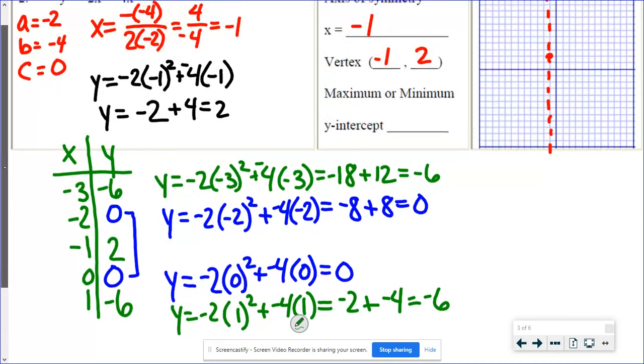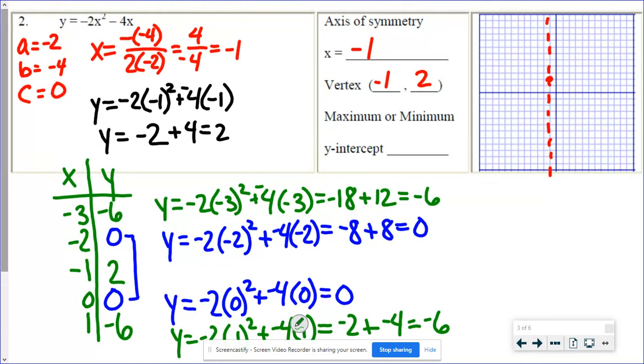When I graph this, now this one's going to look a little different. Negative 3, negative 6 is going to be here. Look at where that is versus my vertex. This time it's going to be moving up to get to the vertex. So negative 2, 0, it's right there. We already have the vertex graphed. 0, 0, and then 1, negative 6. So there is my parabola.